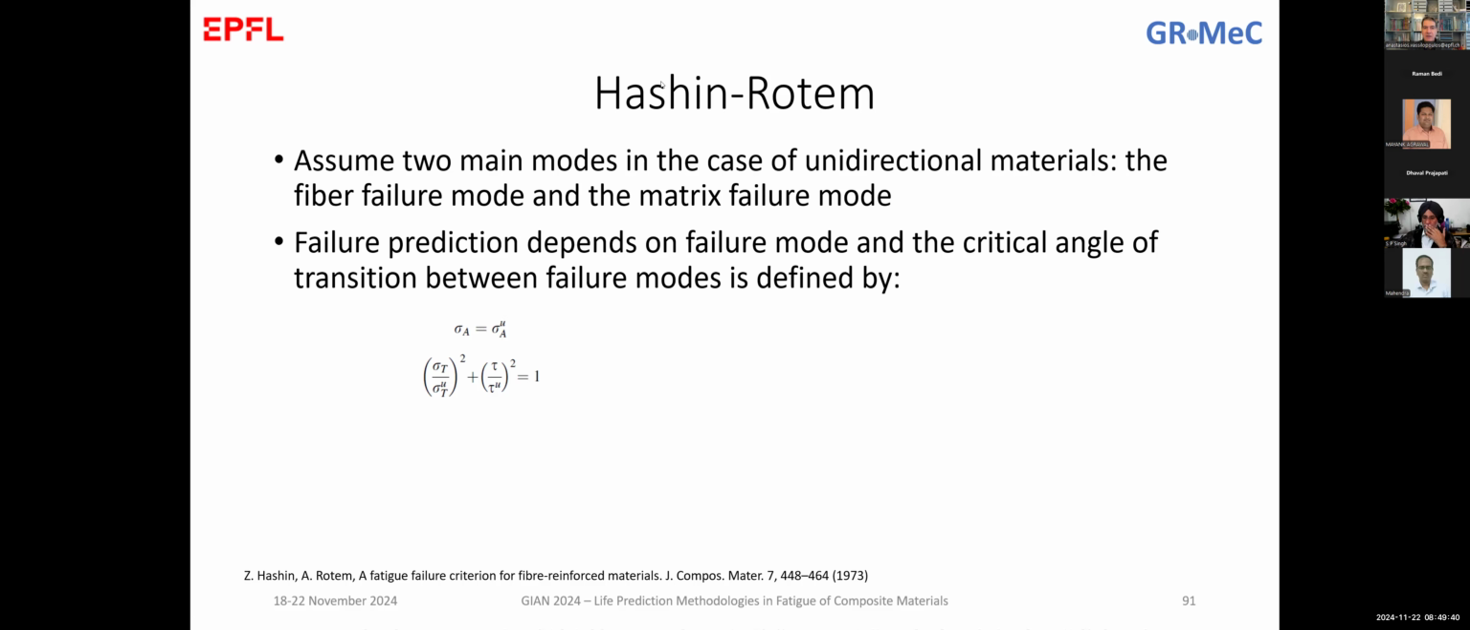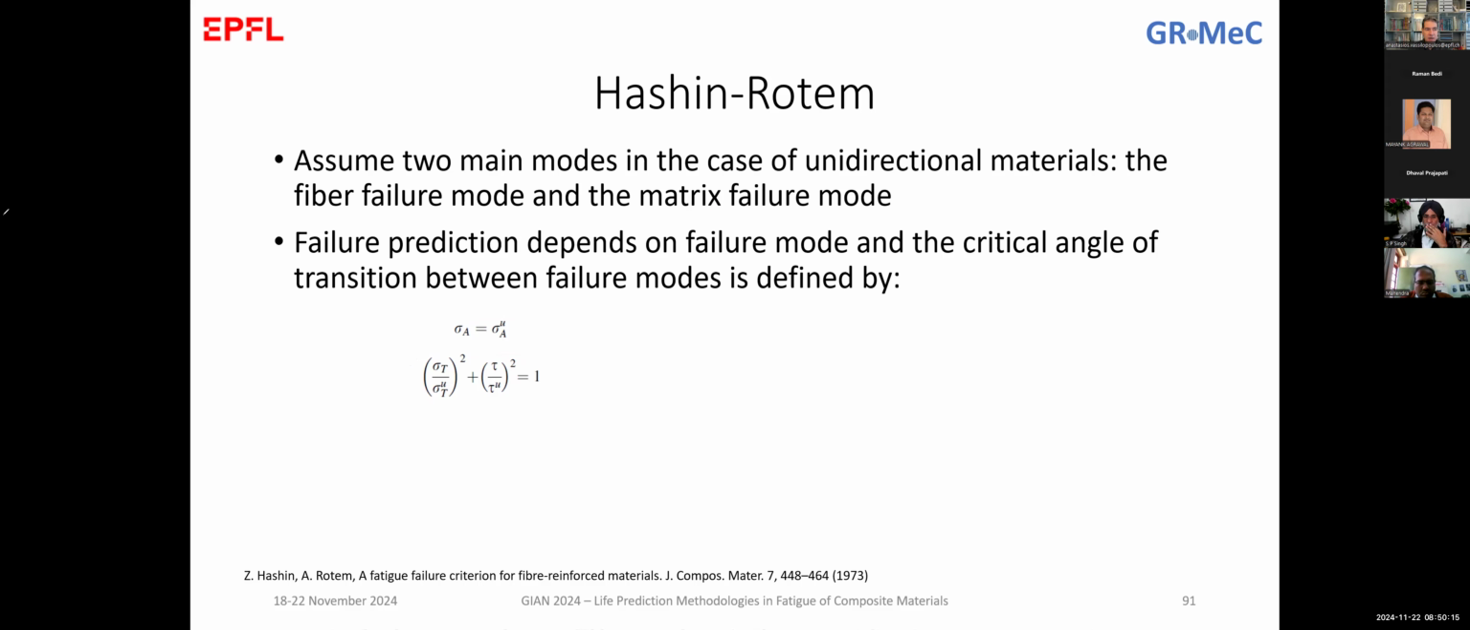So actually, this criterion from Hashin-Rotem assumes that the material can fail in two discrete failure modes. There is one failure mode that is related to failure of the fibers, and it is described by this first equation. And there is another failure mode that is related to the matrix, and is described by this equation. So depending on the failure mode, you have to use, according to them, a different equation.